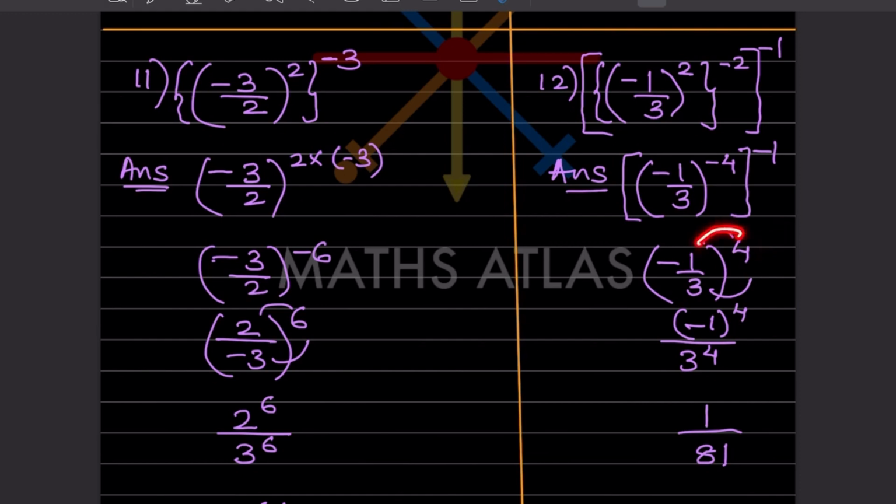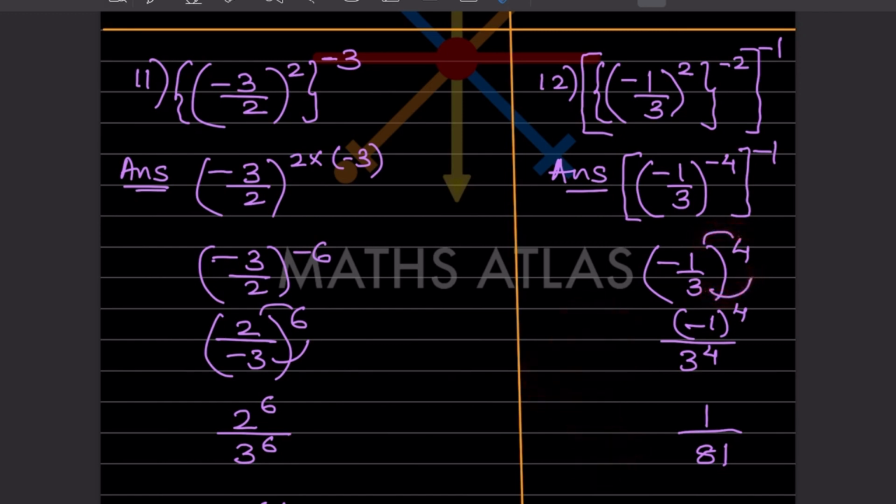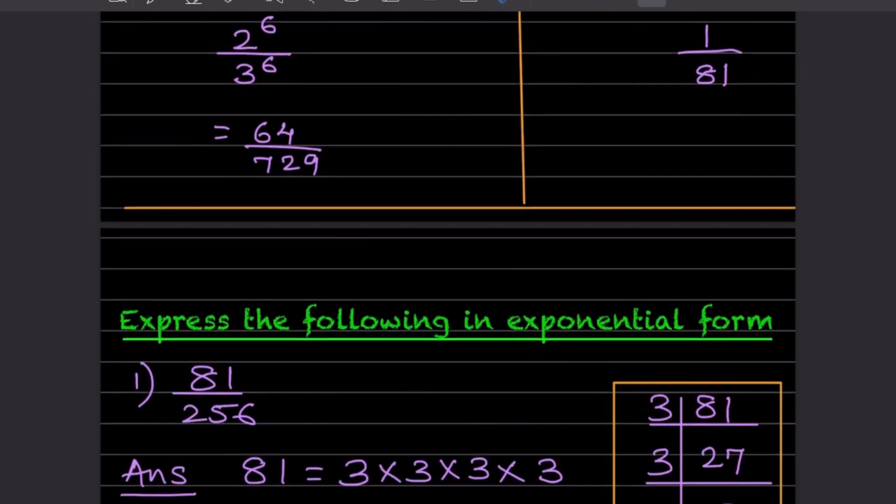Now when you do this one, this into this, that is (a/b) raised to m, that will be a raised to m divided by b raised to m. The same thing over here. So now you can see this is an even number, so that becomes positive. So that will be just 1, because that will be a positive 1. Again for this one, now see here, when you multiply 3 four times, you will get 81.